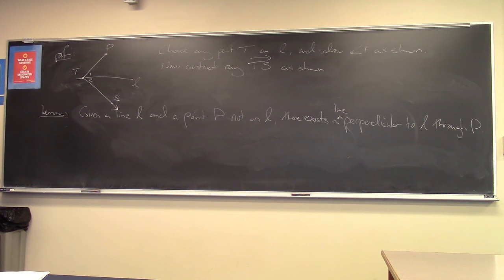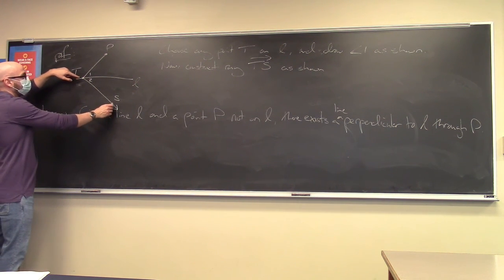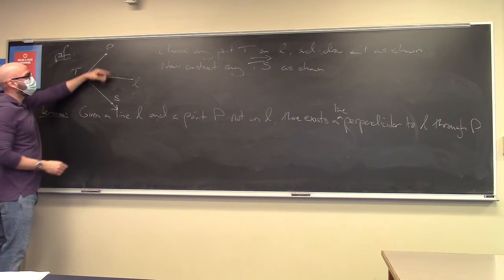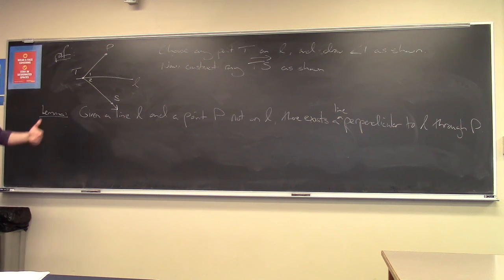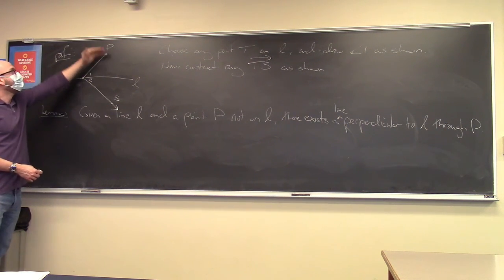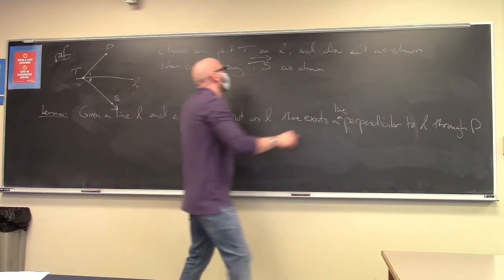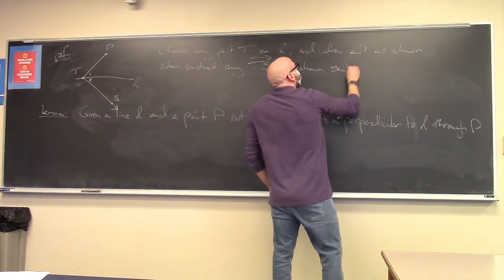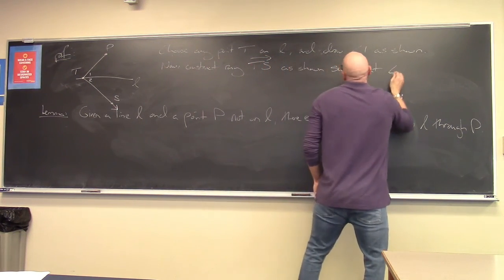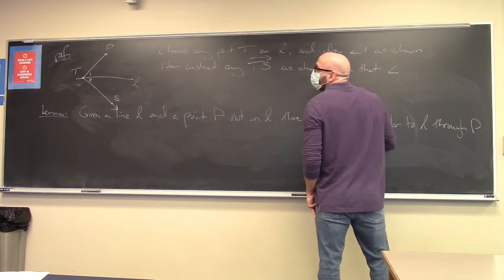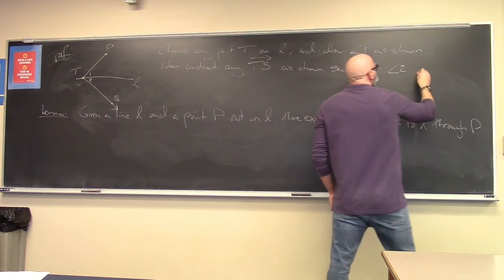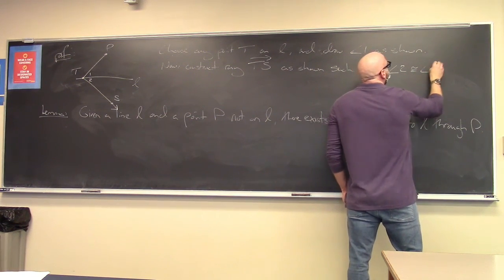there's a lot of words going into this that I'm hiding behind the picture. TS, as shown, means that S is sort of on the opposite side of L as P is, right? So, and that's something I can do by the plane separation axiom. S is on the opposite side of P, so as shown, such that angle 2 is congruent to angle 1.